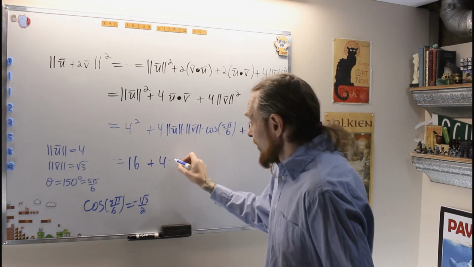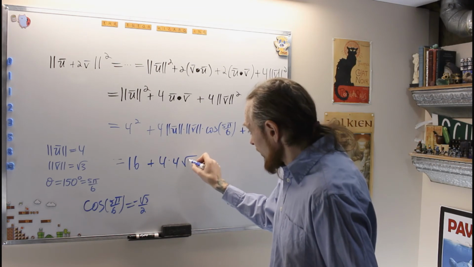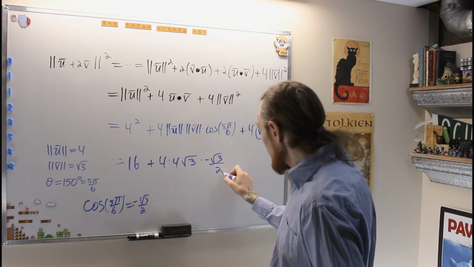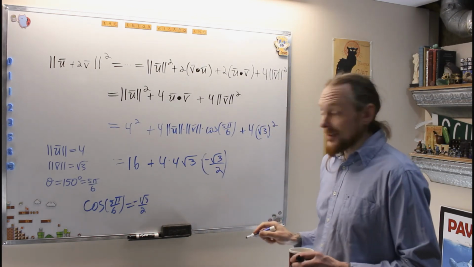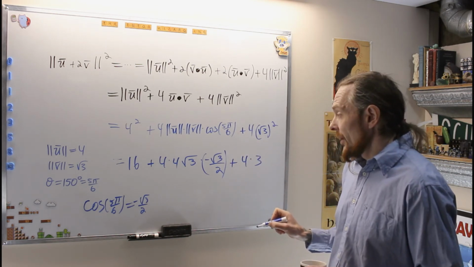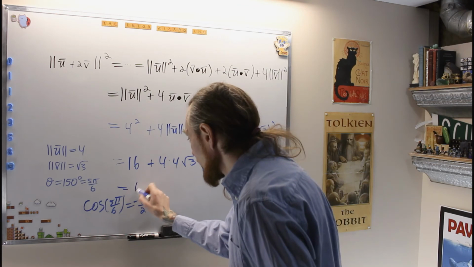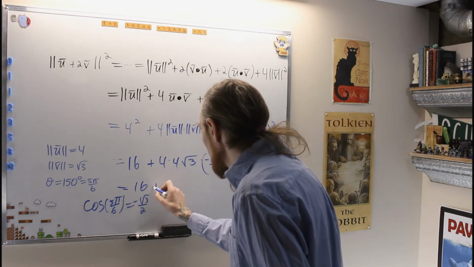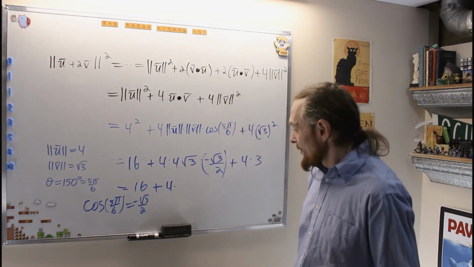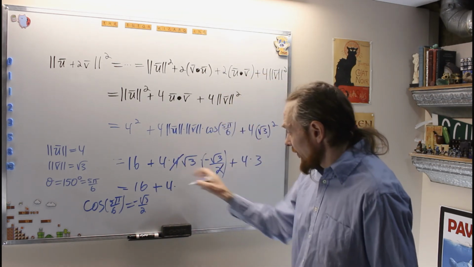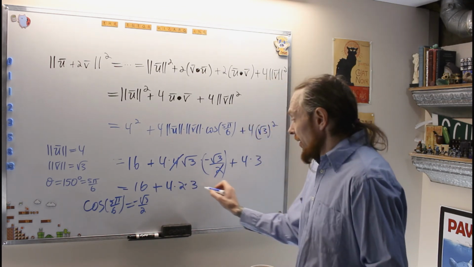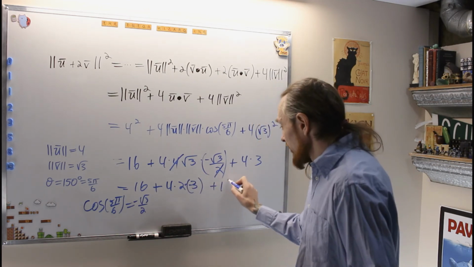Plus 4 times root 3 times negative root 3 over 2, which was cos of 5 pi over 6, and then plus 4 times 3. So this time we're going to get equals 16 plus, so what happens here is we get 4 times, I'm going to cancel the 2 and the 4, and it leaves just a 2, and then we get root 3 times root 3 is 3, and then we have negative, and then this will be plus 12.